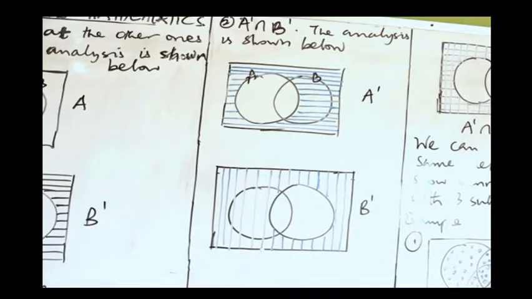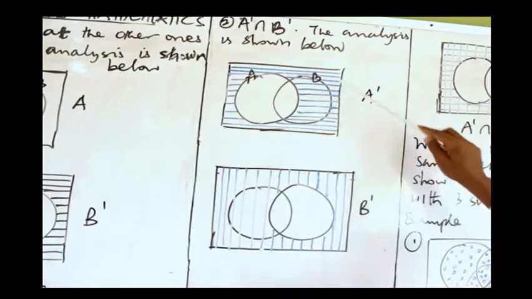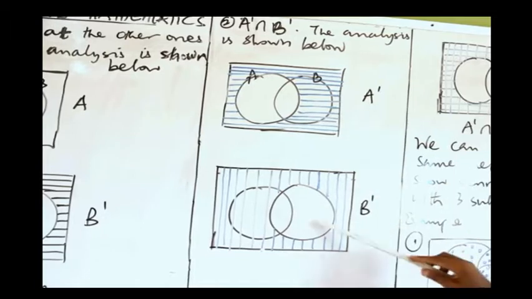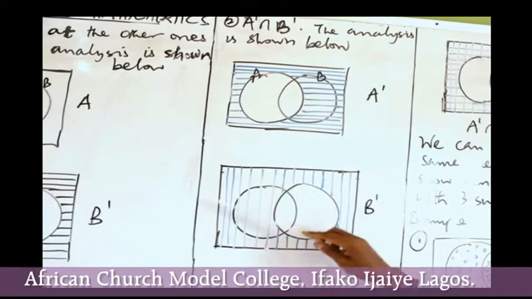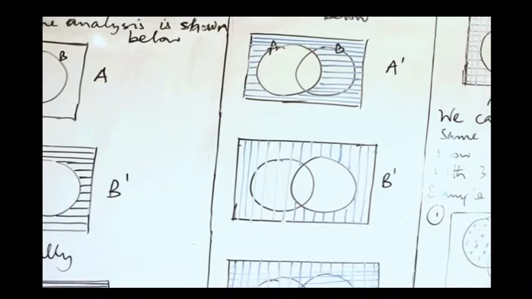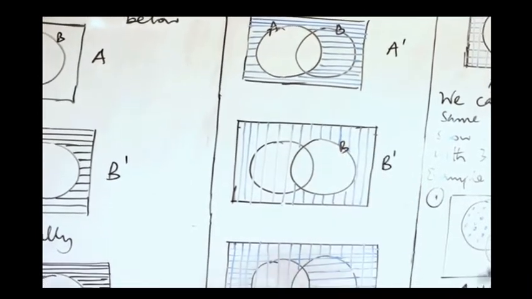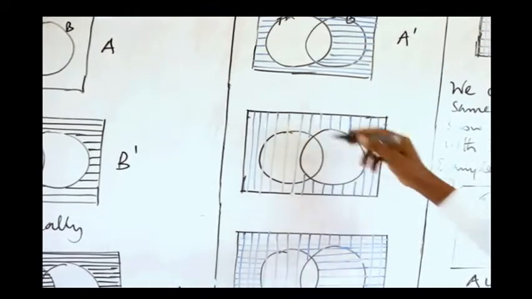And you can see what we've done here. We shaded all other parts except set A. That is A complement. Then B complement. Shade all other regions except set B, or except the circle B. You could see what I did.